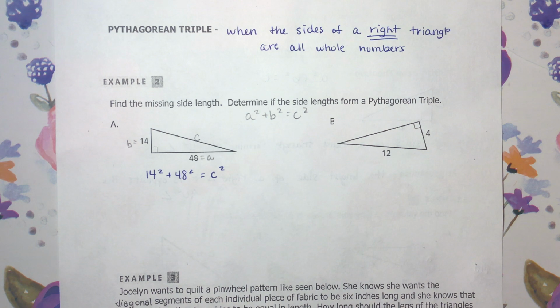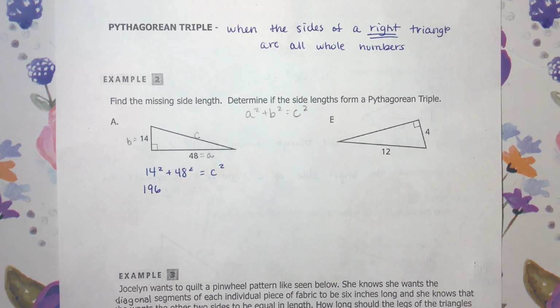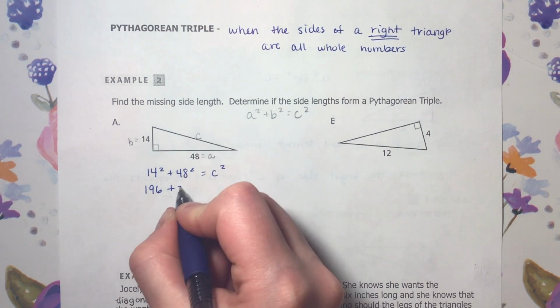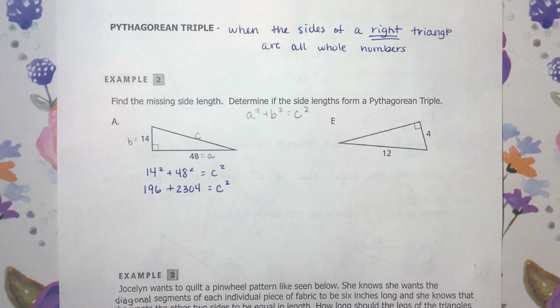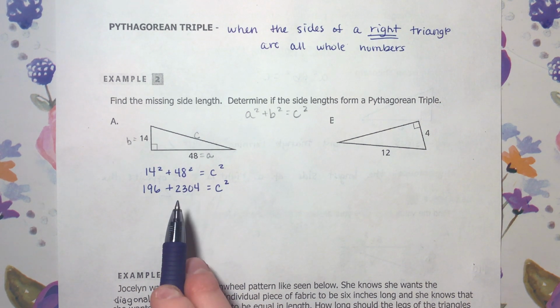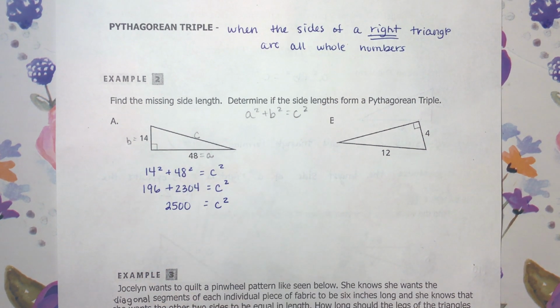When I reduce that, I get 196. 14 times 14 is 196, plus 48 times 48, you need to grab a calculator for that. I believe it is 2,304 is equal to c squared. Okay, now add them up. When I add them up, I am going to get 2,500. So 2,500 is equal to c squared.